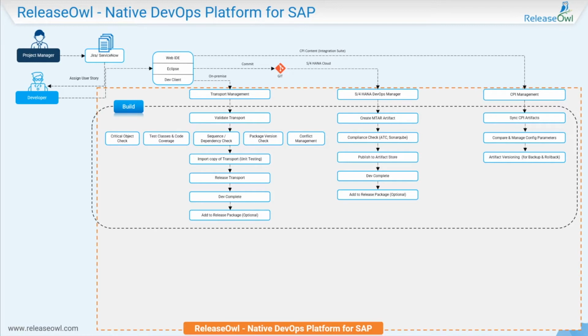We also check for security and compliance for the entire code and flag any issues automatically for review and resolution. And after all these steps are completed, we can add those CPI artifacts to a release package, which concludes the build section itself. Now on to the release.